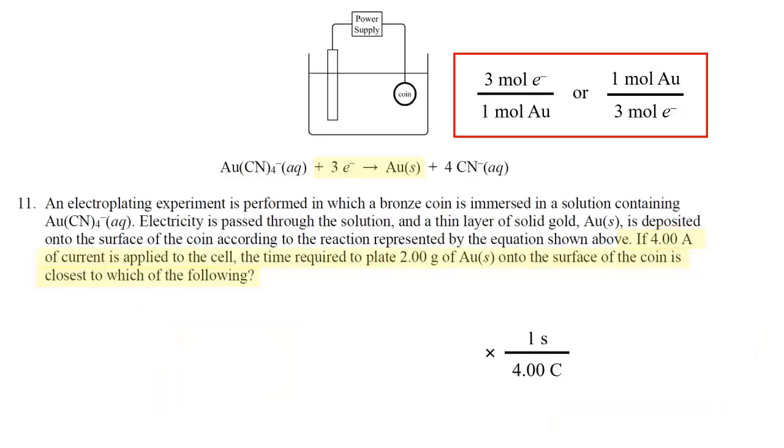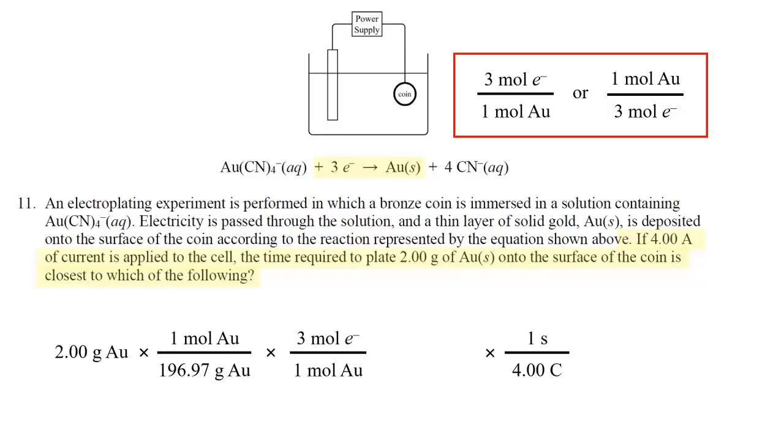So let's begin with 2 grams of gold and see if we can convert 2 grams of gold into the total time in seconds. So I'll start with 2 grams of gold. I'm going to use the information from the periodic table to go from grams of gold into moles of gold. And the molar mass of gold from the periodic table is 196.97. So now if I convert from grams of gold to moles of gold, I'd like to get to moles of electrons. So it's going to be 3 moles of electrons for every 1 mole of gold.